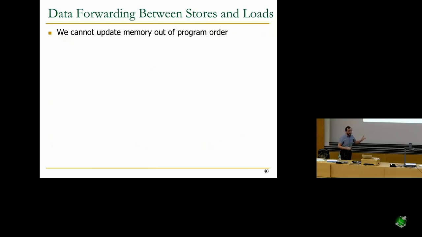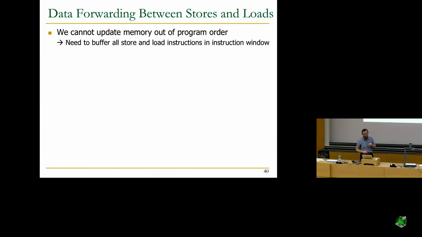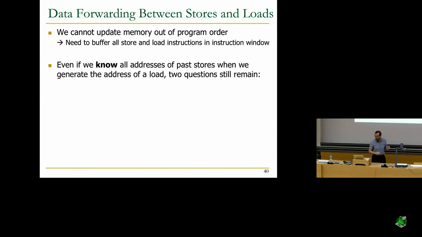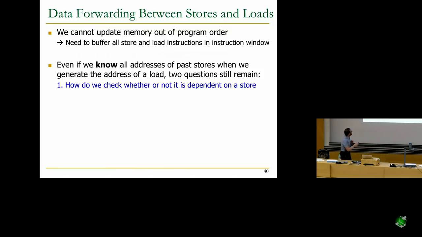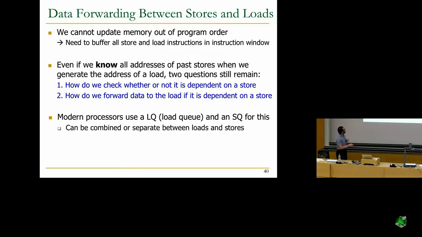So there is another issue. We cannot update memory out of program order. So you need to actually buffer all store and load instructions in the instruction window, right, before they retire. So even if we know all the addresses of past stores, when we generate the address of a load, two questions still remain. How do we check whether or not it's dependent on the store? Assuming you want to do that, assuming you don't want to wait until all stores finish execution. How do we forward data to the load if it's dependent on a store?